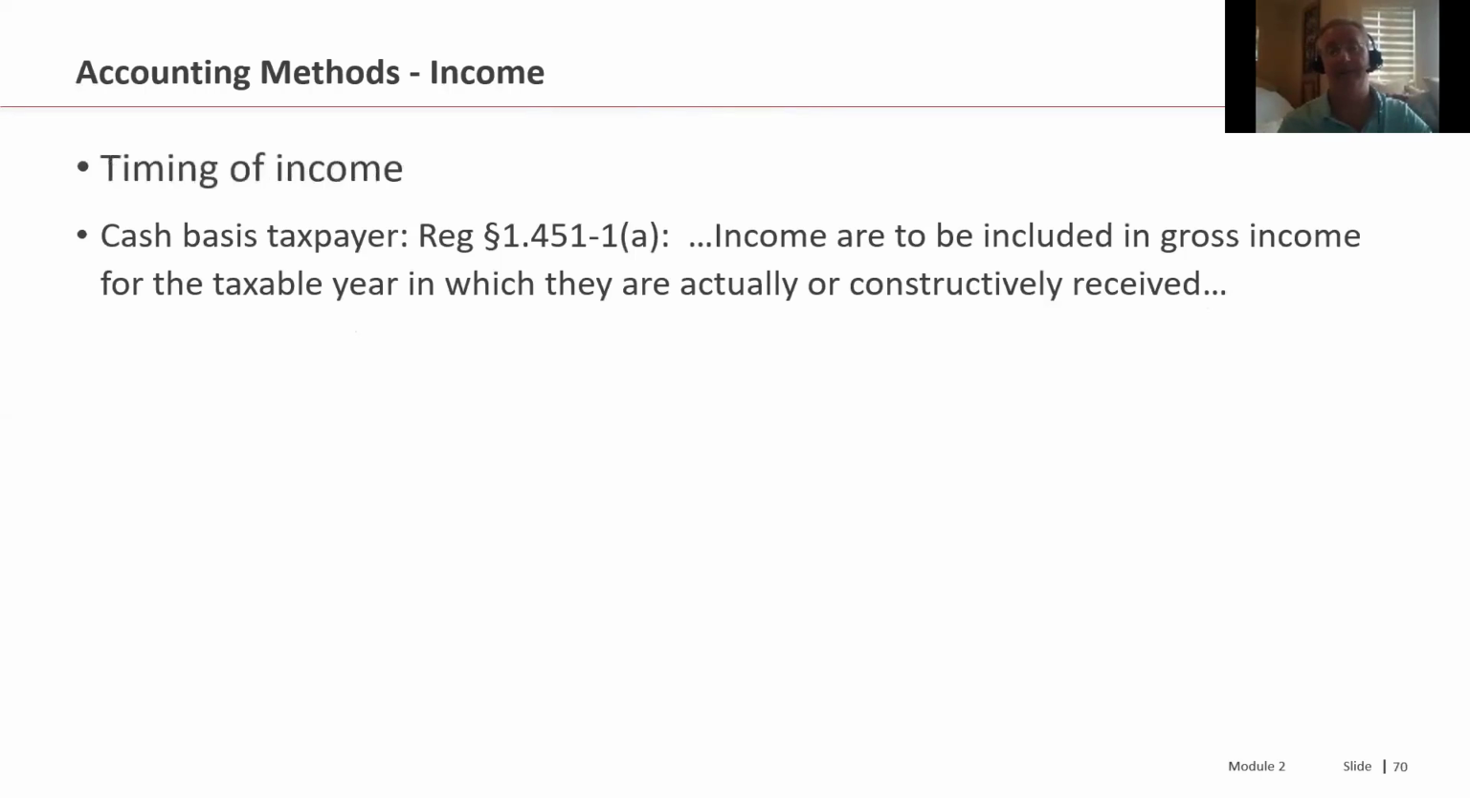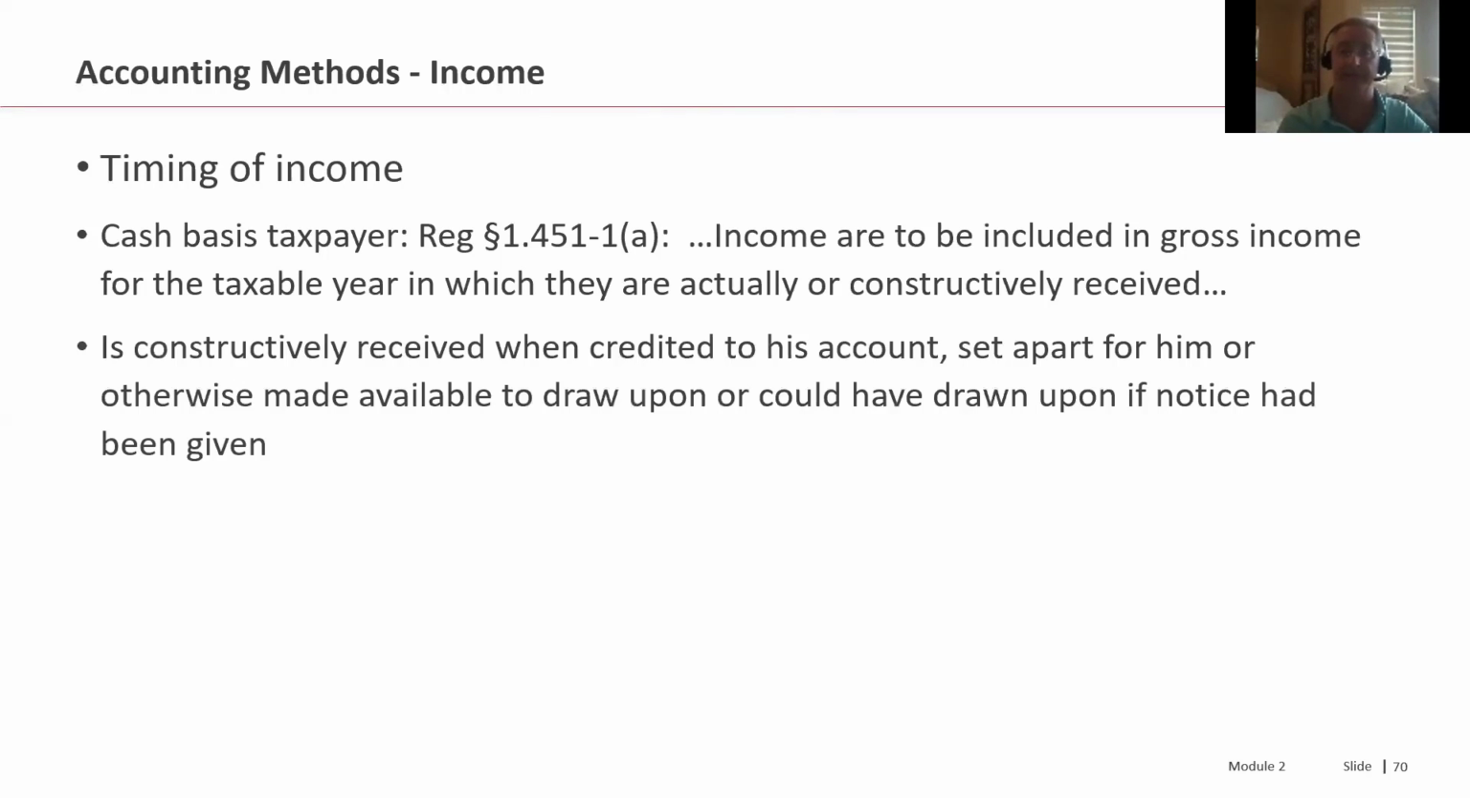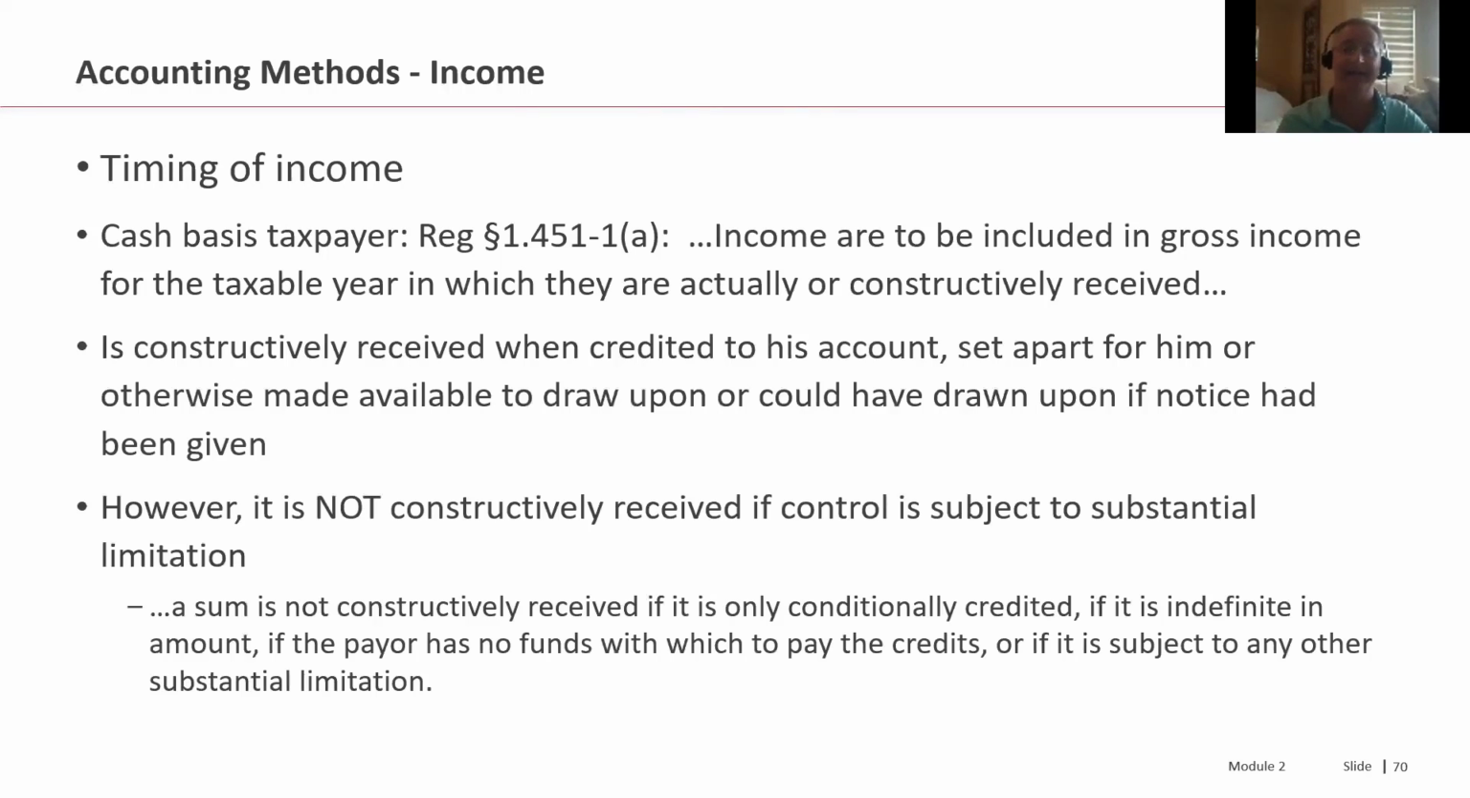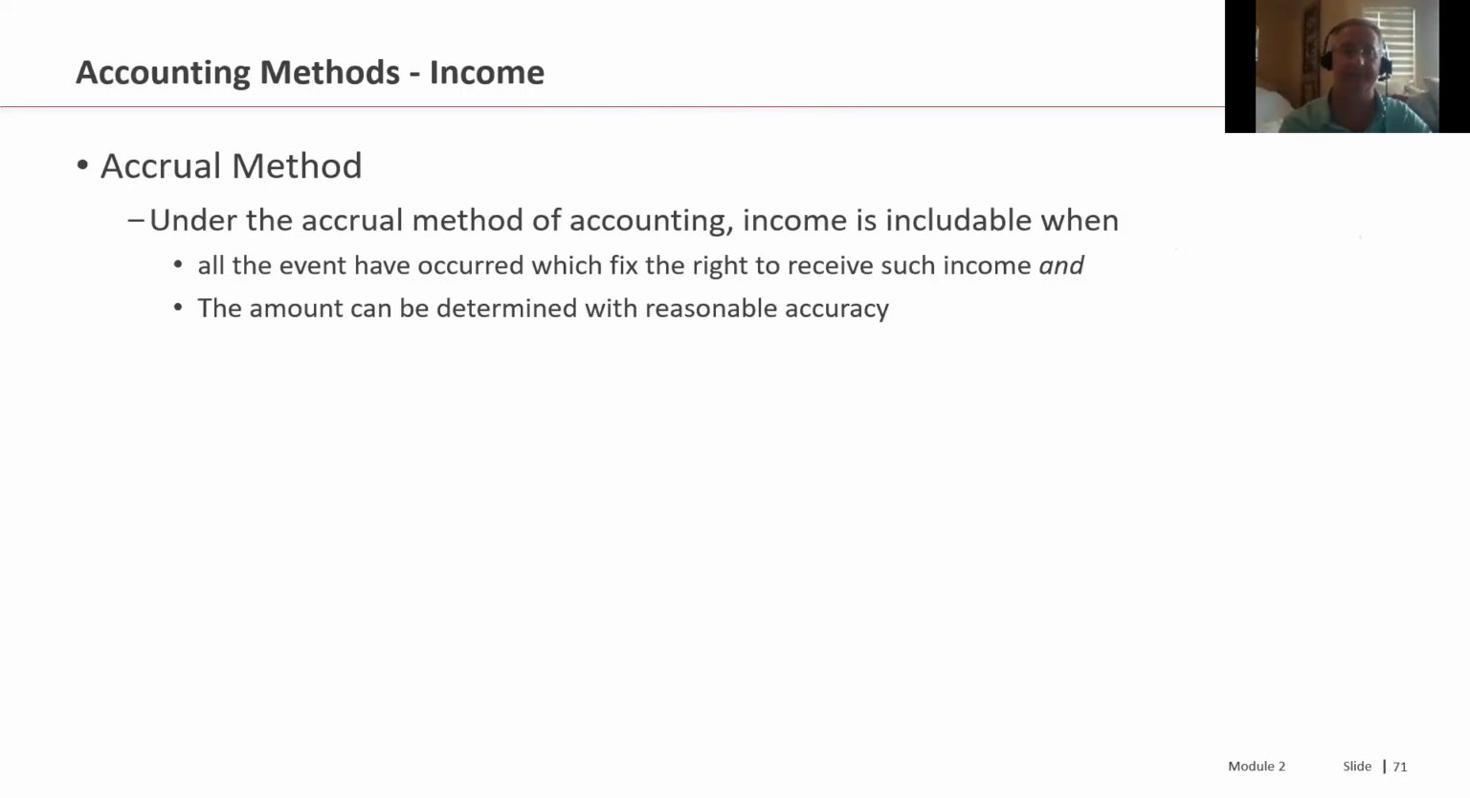So if we need to be more specific, we need to break down taxpayers into two types, cash basis or accrual basis. For a cash basis taxpayer, under the tax law, income will be included in gross income in the year in which it's actually or constructively received. Hey, we covered that back in Chapter 5's lecture. It's constructively received when all these things happen. It's not constructively received if it's subject to substantial limitation. We had already covered that, so I skipped through it.